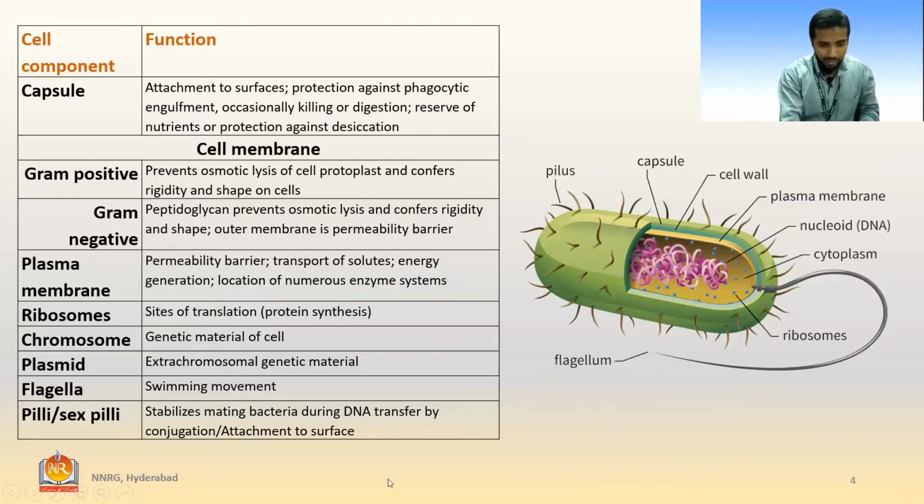And flagella, which helps in swimming motion. This is a flagella. Flagella is not just one. In bacteria, it can be many. We'll also see the number of flagella present while classifying it. And pili or sex pili, this helps in anchoring to the host cell, or it helps in mating with another bacteria to produce different generations of bacteria. So it stabilizes mating bacteria during DNA transfer by conjugation and attaching to the surface. These will be the functions of the cell components.